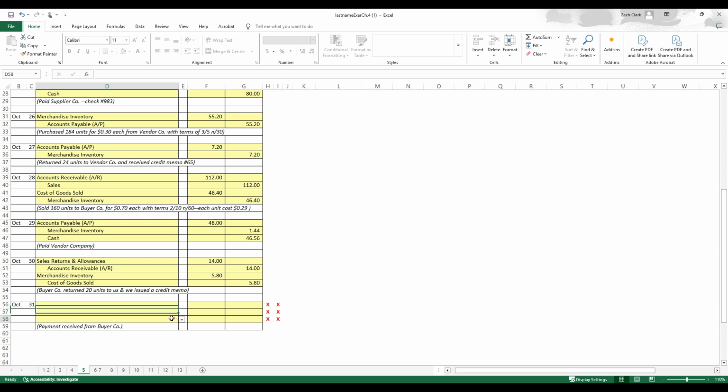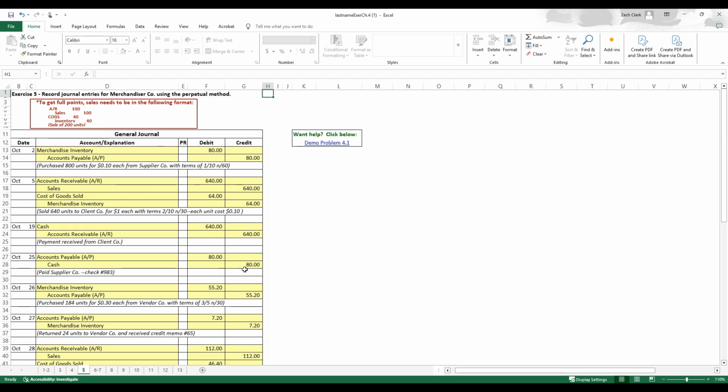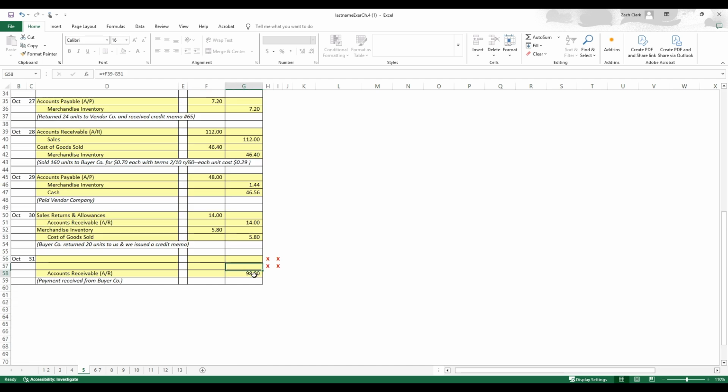So again, first thing to do, reduce our receivable 100%. So the original receivable was $112. Then they returned $14. Oh, that was weird. It shot me up on the screen there. So our remaining receivable after the return was $98.